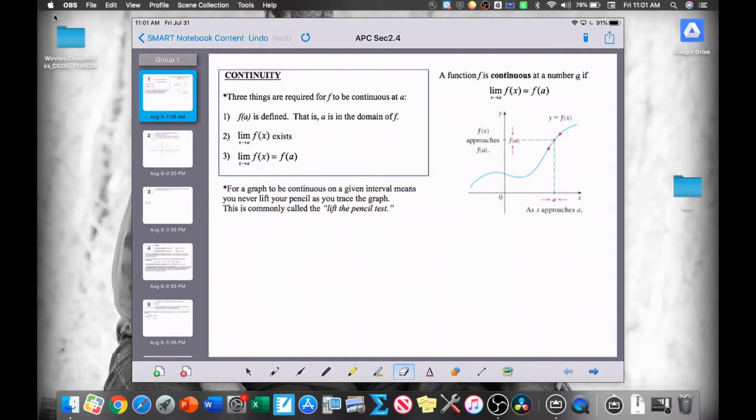The second criteria is that the limit as x approaches a of our function exists. And the third criteria is that the limit as x approaches a of our function is equal to the value of the function. Meaning, we can't have a hole at a or a vertical asymptote at a. When x is a, that has to be part of the continuous function.